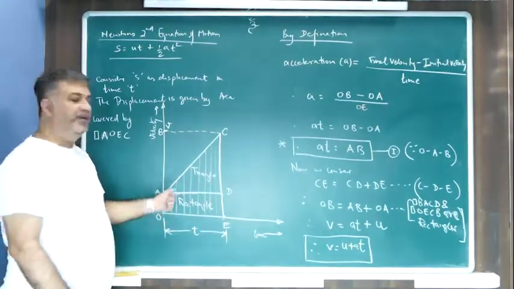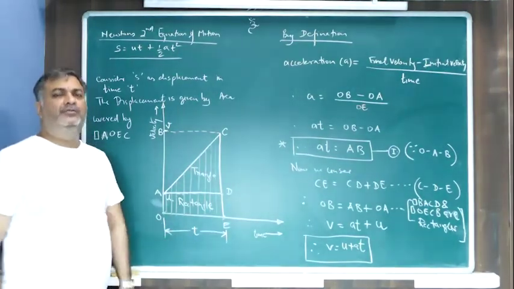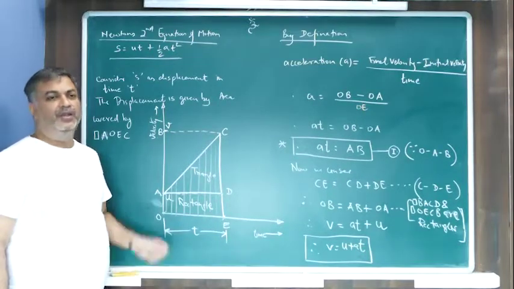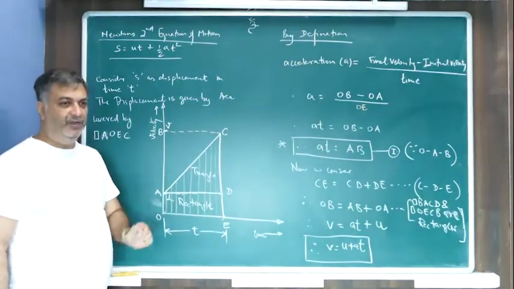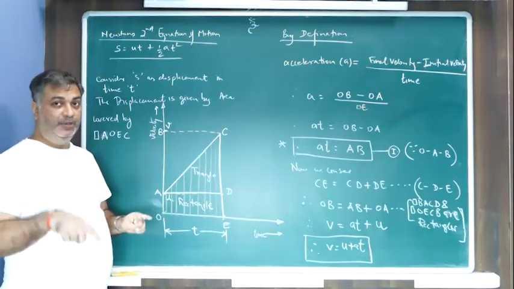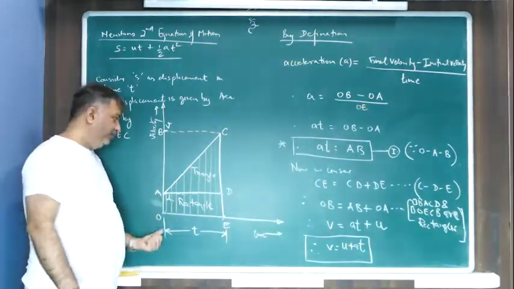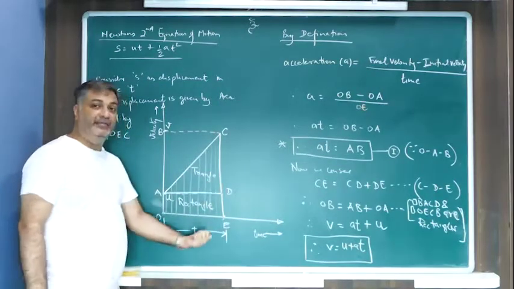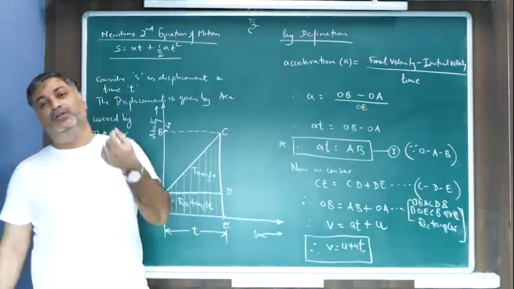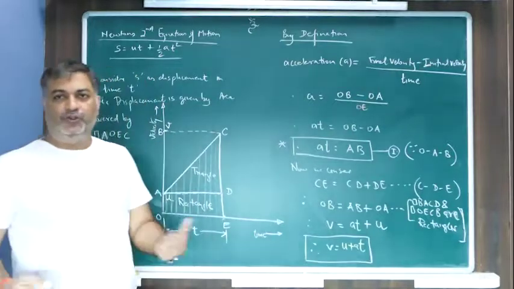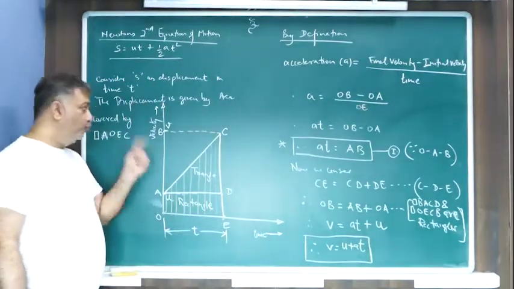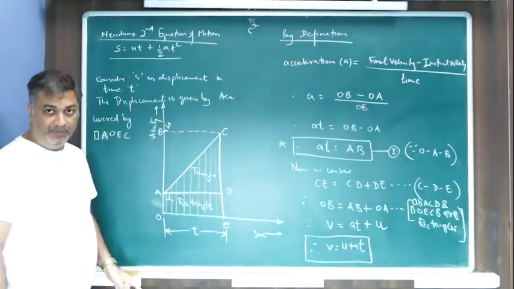What is the other logic of getting the area of the trapezium? Formula. What is the area of a trapezium? Area of a trapezium is equal to half into sum of the parallel sides into height. I repeat, half into sum of the parallel sides into height. That will give you the area of the trapezium by formula. That's a geometrical formula that we have. Correct? So there are two ways of finding the area of the trapezium.